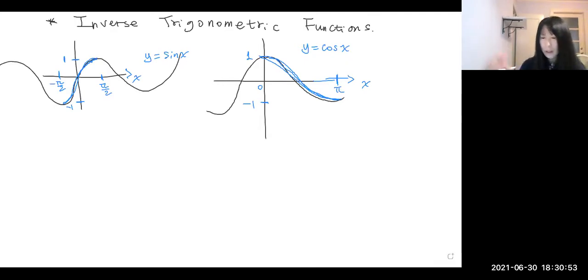How about one more, tangent? Maybe we explain until tangent, and the rest I'm just going to state. Okay. Tangent. Let me use this space.